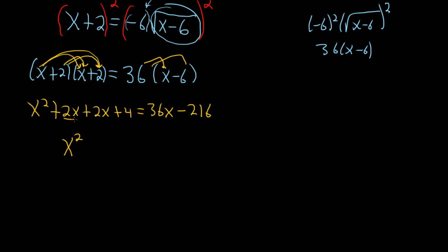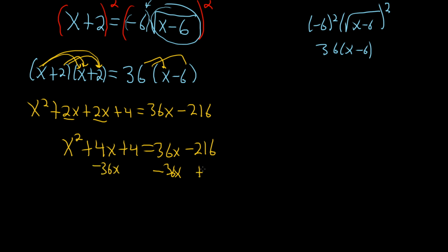x squared, 2x plus 2x is 4x, and then we still have the 4. And then here we have 36x minus 216. So this is a quadratic equation. In math, when you have a quadratic equation, there's a bunch of ways to solve it, but pretty much all of those ways usually involve first setting it equal to 0. So let's subtract the 36x and add the 216. Oh, this is going to be some fun factoring.